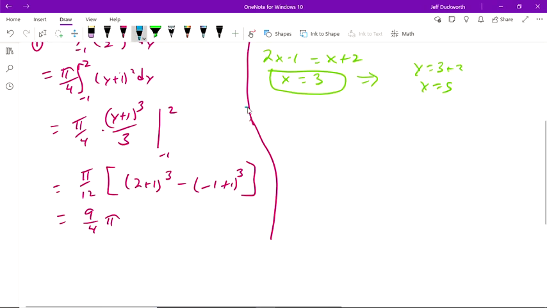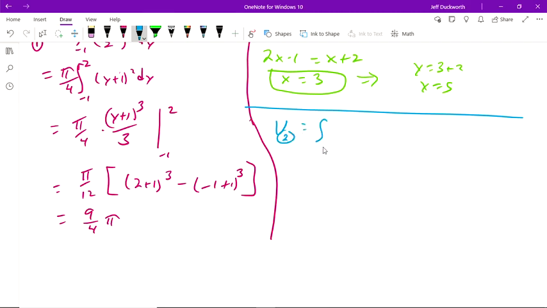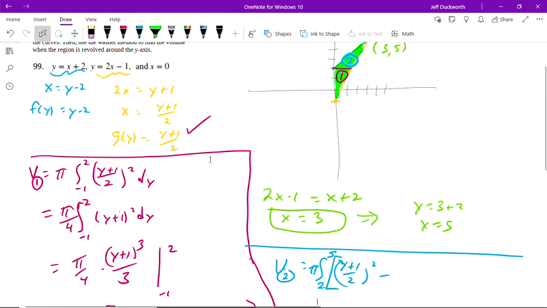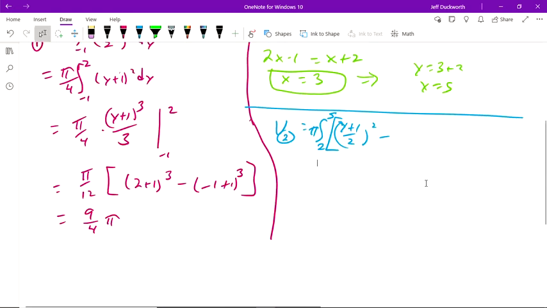So let's do that. This is for volume for part 2, and that goes from 2 to 5. We got the pi out front, and now we need to do the subtraction of the squared. So we have y plus 1 over 2 quantity squared minus, what's the other one? Y minus 2, that quantity squared, all dy.